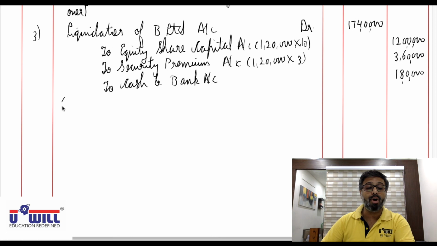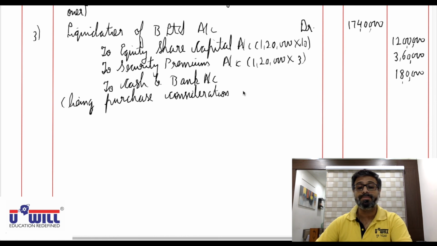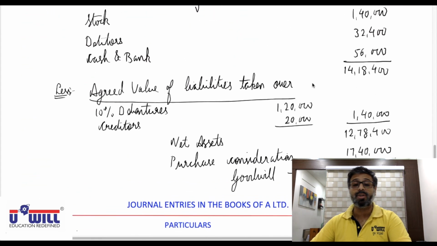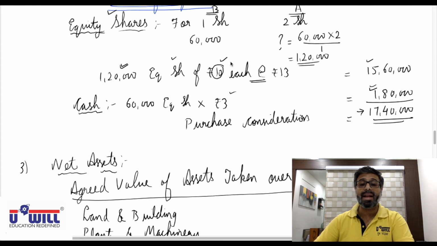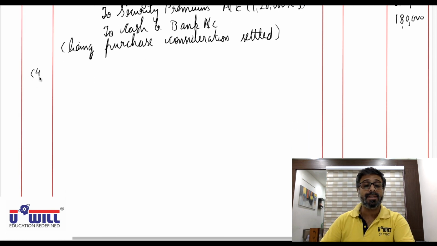All of you can pause, rewind and listen again if there is any confusion with this entry. Being purchase consideration settled. Still, I repeat it once again. Liquidator is the receiver, debit the receiver, liquidator account debit with 17,40,000 to equity share capital 1,20,000 into 10, 12 lakhs, to securities premium 1,20,000 into 3 rupees of premium 3,60,000, and to cash and bank account 1,80,000. Got it everyone? Then next entry.